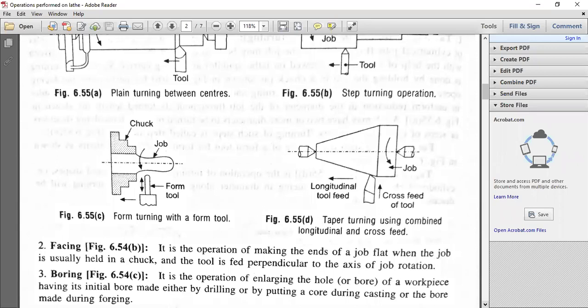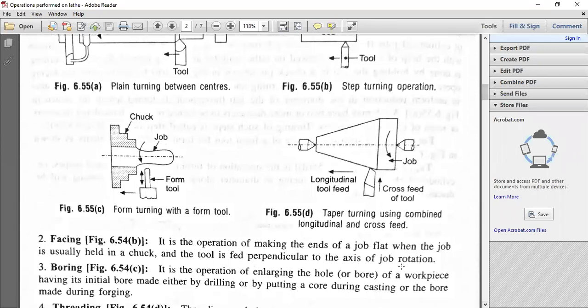Facing is the operation of making the ends of a job flat, when the job is usually held in the chuck. Already I told you the tool is fed perpendicular to the axis of job rotation. So that is facing.